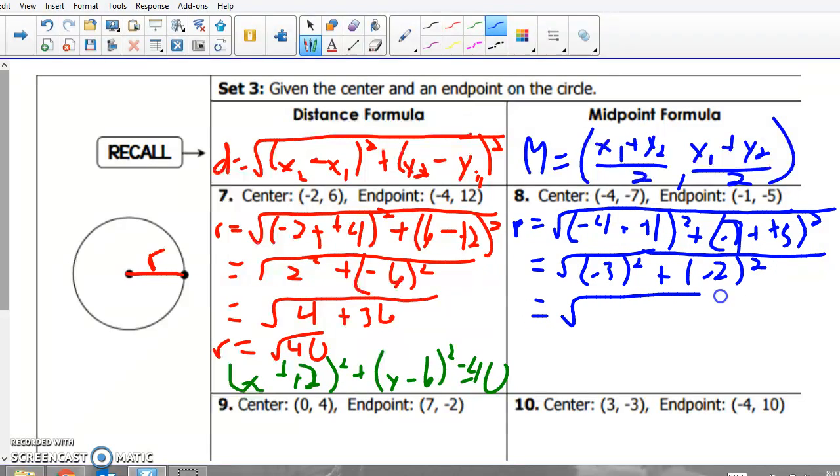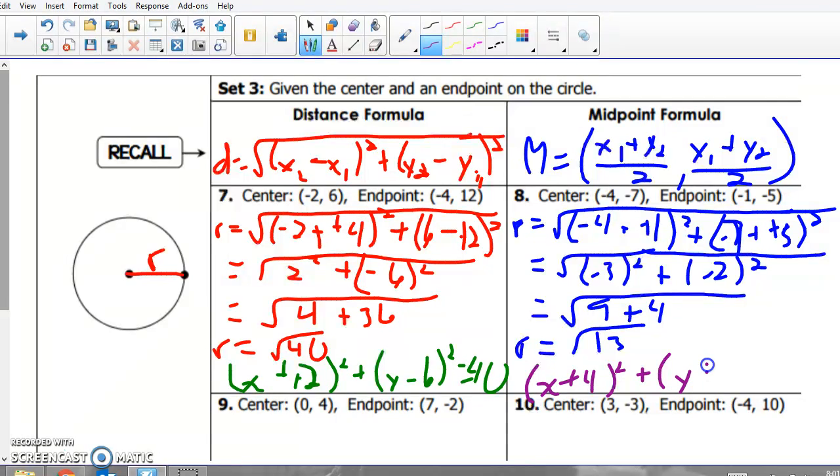So negative 3 squared is 9, negative 2 squared is 4, so it gives me the square root of 13 as my radius. My radius is the square root of 13. So that means my equation will be x minus negative 4, which turns into a plus 4, squared, plus y minus my y of my center, which is negative 7, so y minus negative 7 turns into y plus 7, squared, equals my radius, which is the square root of 13. When I square that, the square root goes away, so it's just going to be 13.